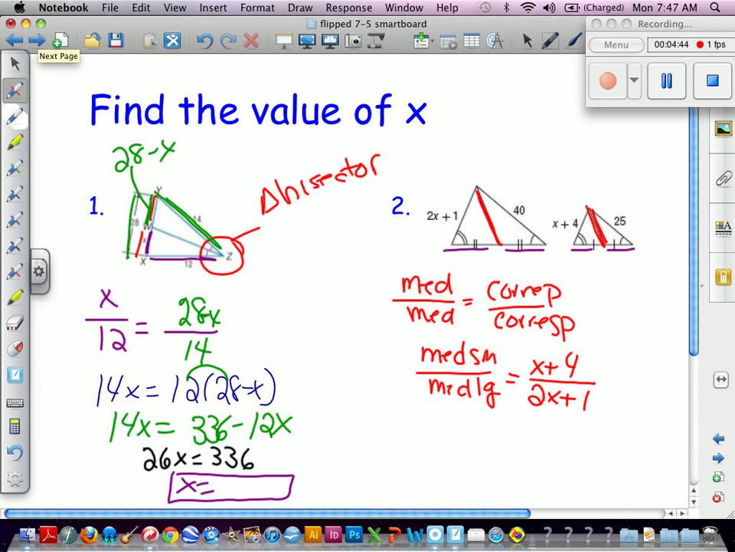Now that also, I could have set that median equal to other corresponding sides. So I could have used my 40 and my 25. So my 25 and my 40. So I think some of you are right away saying, okay, I'm going to take 25 over 40 equals x plus 4 over 2x plus 1. And you're right, since all three of these ratios are equal, then I can cross out this median ratio, and I can take my 25 over 40 equals x plus 4 over 2x plus 1.